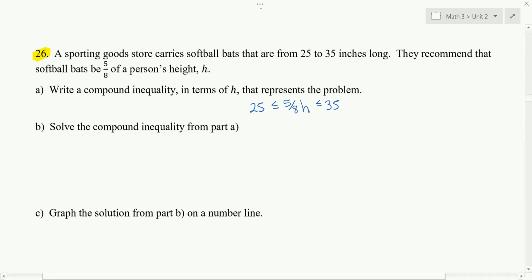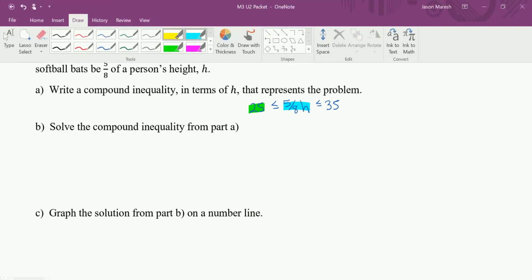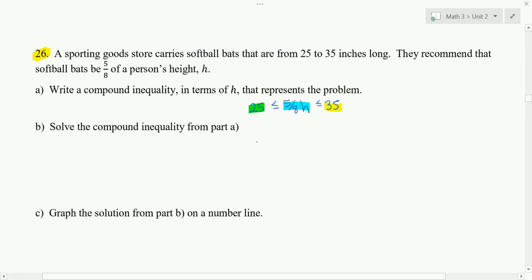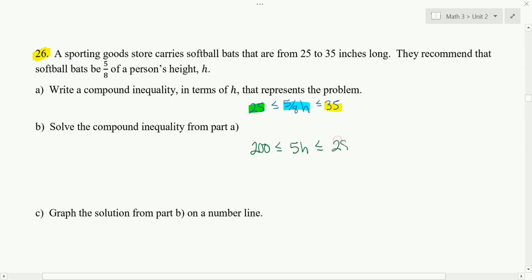What we can do, we have three sides here. We've got the left side, the middle, and the right side. And we can multiply all three sides by 8. If I do that, I get 200 is less than or equal to 5h, which is less than or equal to 280. And then divide by 5. So divide everything by 5, we get 40 is less than or equal to h, which is less than or equal to 56. When you divide 280 by 5, you should get 56.